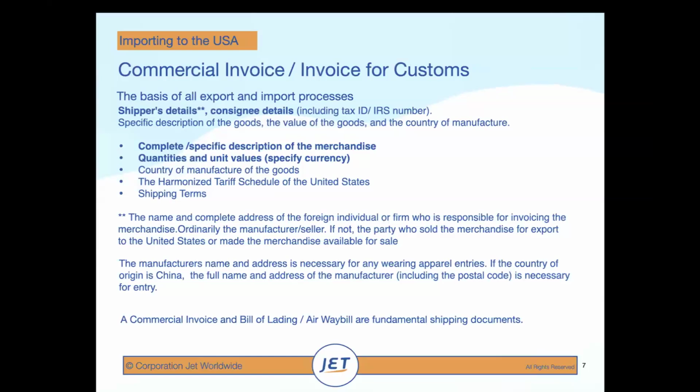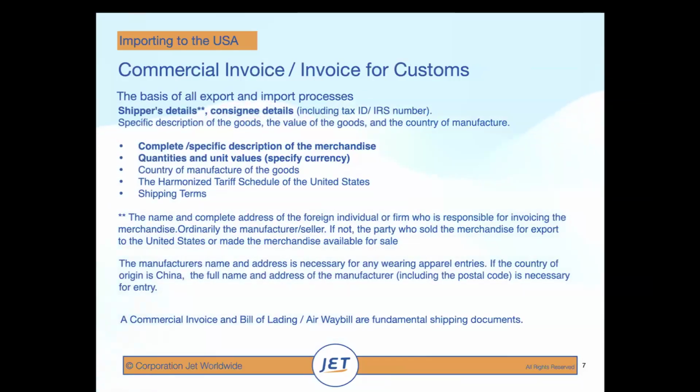Linda has asked to include the idea, because she deals with this on a daily basis, the manufacturer's name and address is necessary for any wearing apparel entries. If the country of origin is China, the full name and address of the manufacturer, including the postal code, is necessary for entry. And I would emphasize postal code because for some reason, China often does not use postal codes, but it's necessary for customs import and for a lot of other reasons.